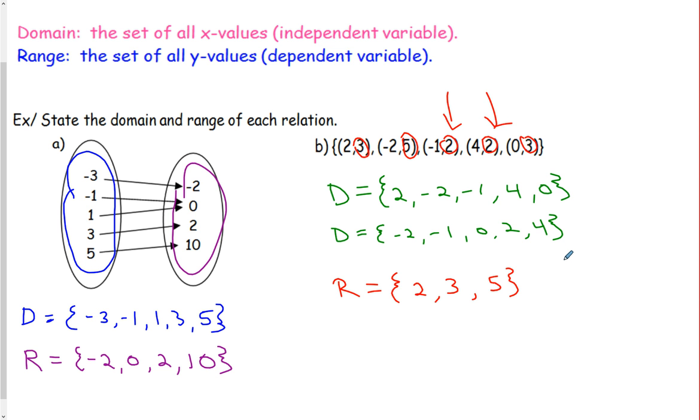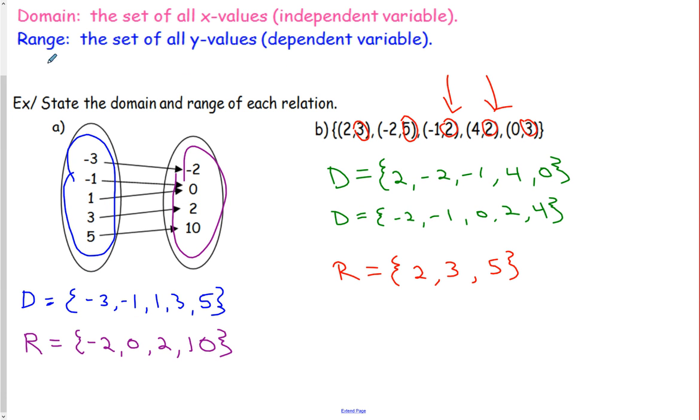Okay, so that's our domain and that's our range for these two types of things. Okay, for these mapping diagrams and for our list of ordered pairs. Now let's have a look at a graph where we've got points on the graph and see how we would handle that.